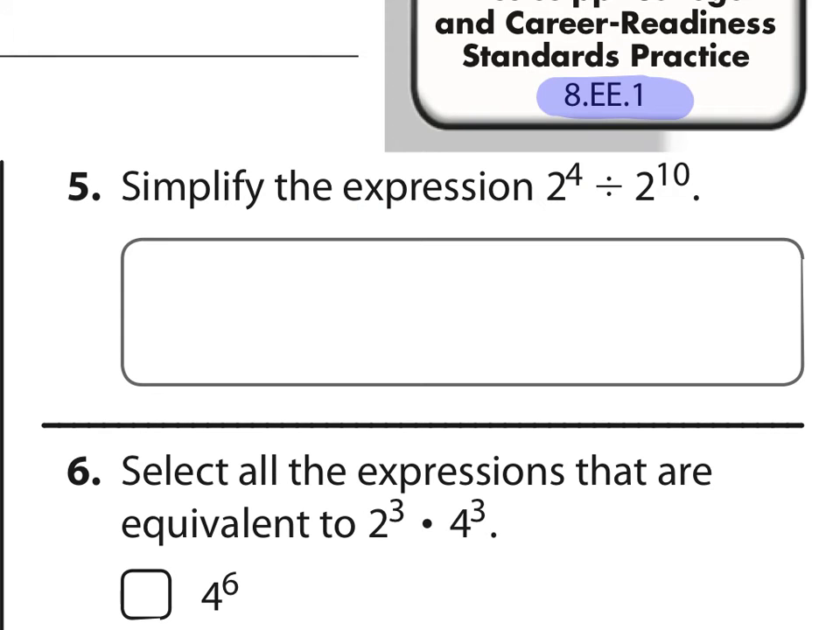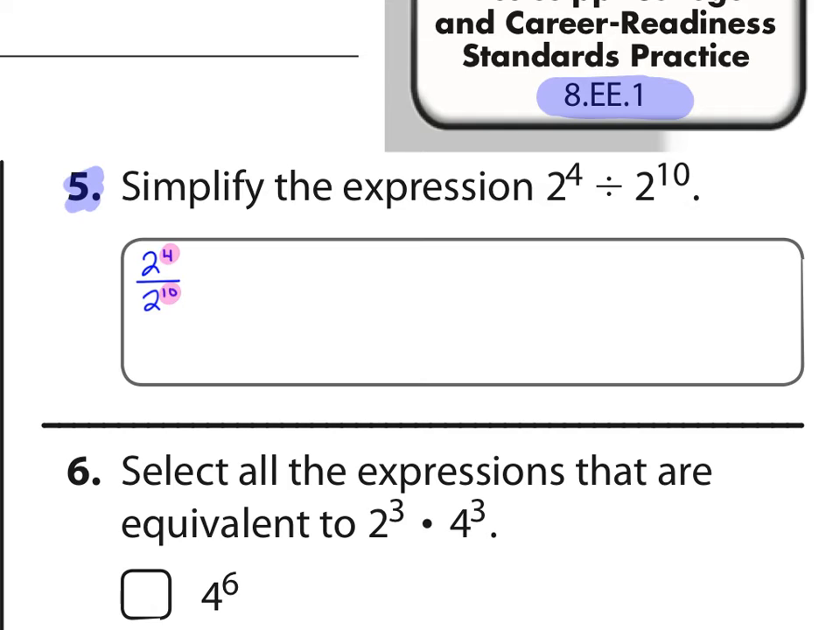Number 5, we are just going to simplify this expression, and I'm going to rewrite it with a fraction line for division. We have 2 to the 4th power divided by 2 to the 10th power. This means the same thing, because remember, a fraction line just means divide. And so we're going to think about our exponent rules. We've got 2 to the 4th power divided by 2 to the 10th power.